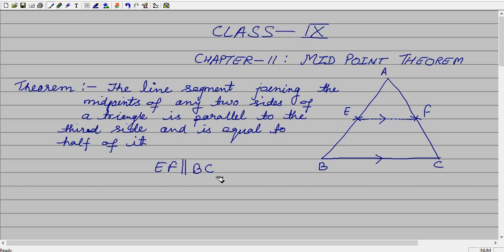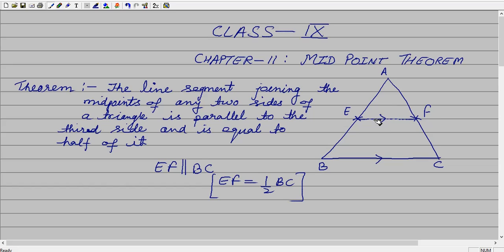The proof is given in your book, but there is no use of this derivation to find out EF parallel to BC. Just remember the theorem, its statement and the relation: EF is parallel to BC, the first point, and EF is half of BC. Always remember. So I repeat the statement again: the line segment joining the midpoints of any two sides of a triangle is parallel to the third side and is equal to half of it.